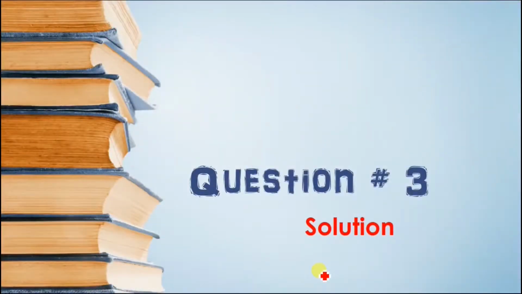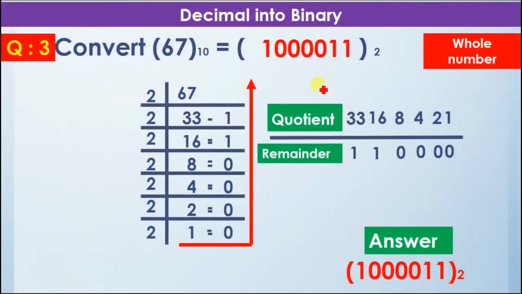Next we move to question number 3 solution, and here we have to convert our decimal number into binary. So we can see that we have to convert the decimal number 67 into binary. First of all, we will place it here, and we will divide 67 by 2. So we can see that the quotient is 33 and remainder is 1.